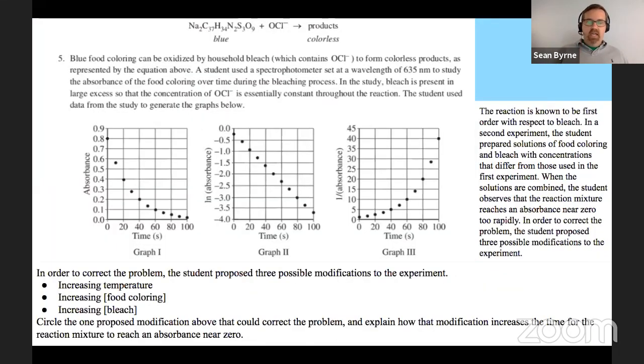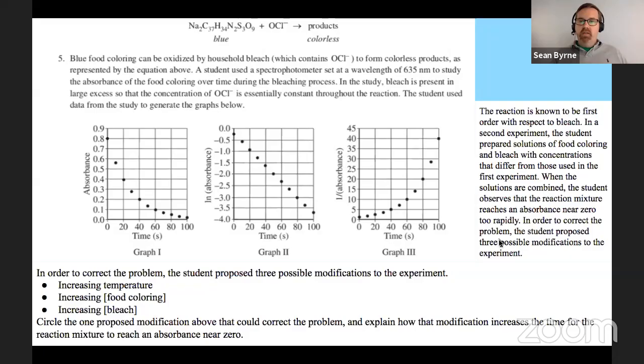The second thing is that we're told that it's first order with respect to bleach. Of the 3 things that are possible down here, increasing temperature, increasing food coloring, and increasing bleach, which one would, in essence, slow down the reaction? When the solutions are combined, the solution observes that the reaction mixture reaches an absorbance near 0 too rapidly.